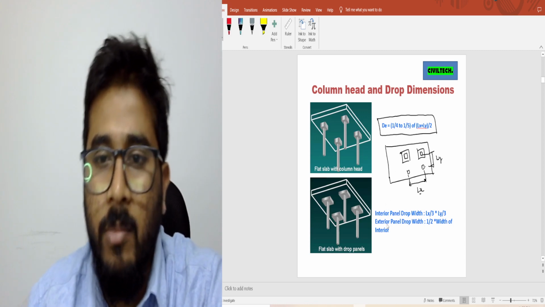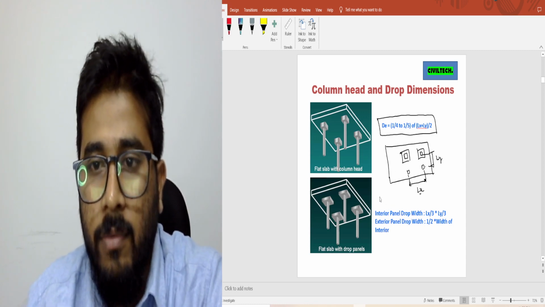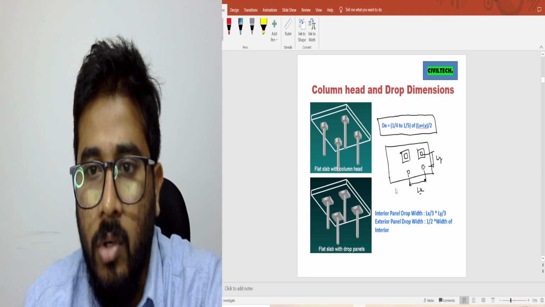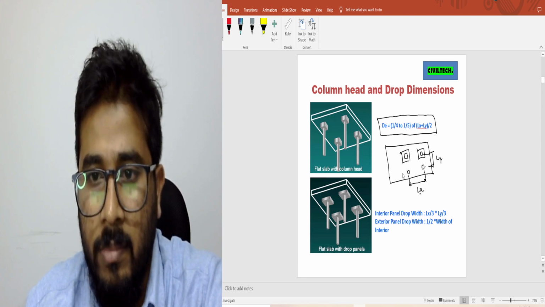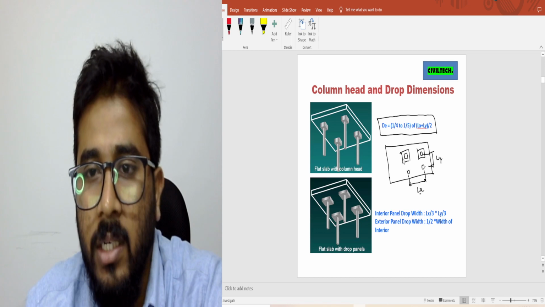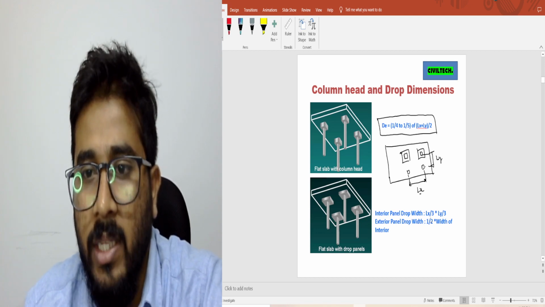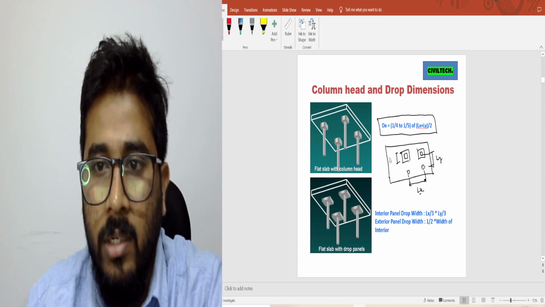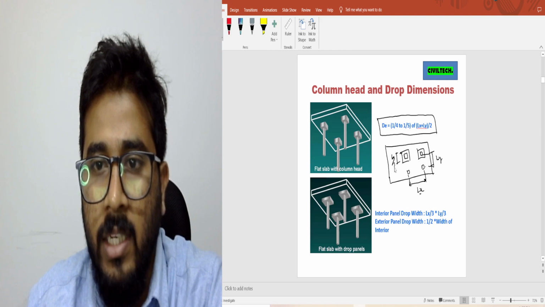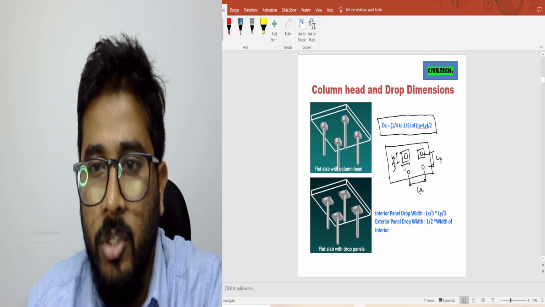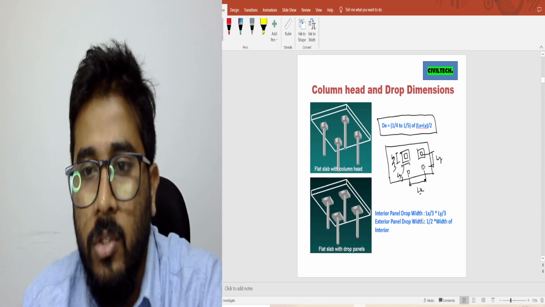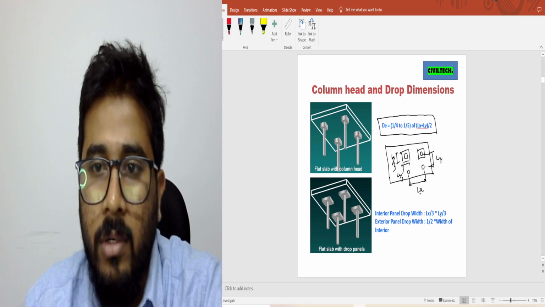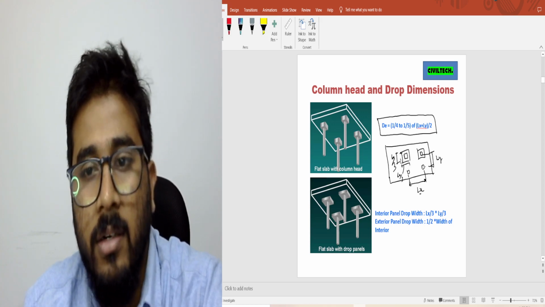Now to find the dimension of drop panel, if the column is an interior column and the drop is an interior drop panel, then you can use Lx by 3 and Ly by 3. That means to find this dimension you use Ly by 3, and to find this dimension of drop panel, you use Lx by 3. So from this you can find the internal drop dimension.